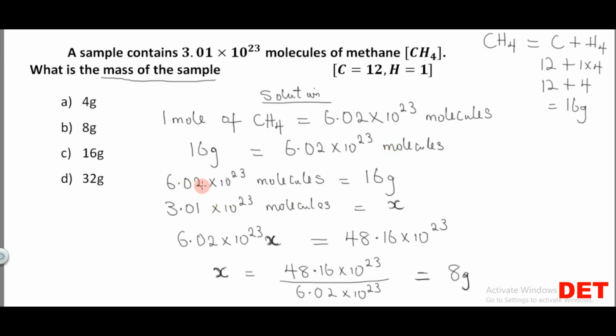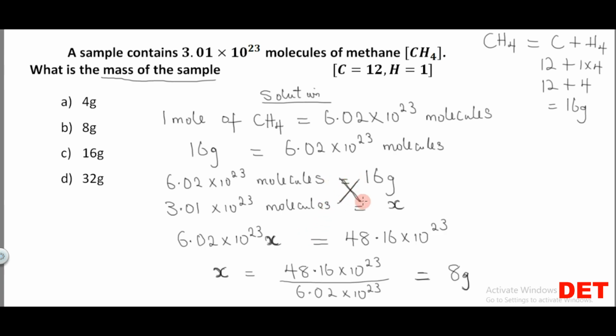So if 6.02 times 10 to the power 23 molecules of methane is equal to 16 grams of methane, then 3.01 times 10 to the power 23 molecules will be equal to X. You don't know that, and that is what we are looking for. So you want to do a cross multiplication here.